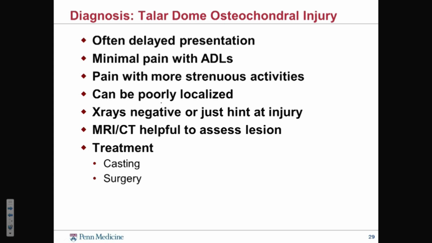And again, these patients, usually day-to-day living, this is not a big deal, but it's when they try to ramp up to more strenuous activities that they can't get back there. The pain is often poorly localized. They kind of just feel it deep in the ankle, and it doesn't always correlate. If they feel the pain on the inside part of the ankle, they can still have the lesion on the outside part of the ankle, and it's pretty classic that they're very bad at localizing where the injury is.